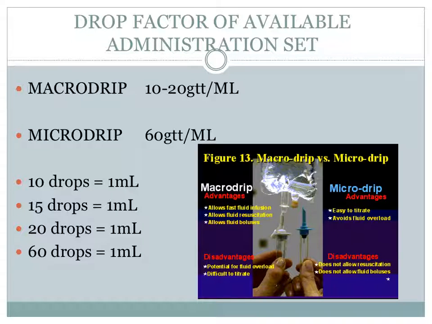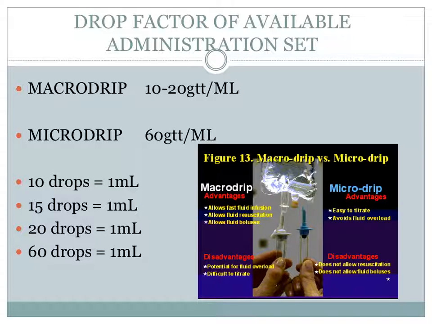It's also imperative to understand the drop factors of the available administration set. Macro drip sets are 10 to 20 drops per milliliter, and micro drip sets are 60 drops per milliliter. So for a 10 drop macro drip set, for every milliliter, there are 10 drops. And for 15, for every milliliter, there are 15 drops. And for 20, there are 20 drops per milliliter. And for 60, there are 60 drops per milliliter.